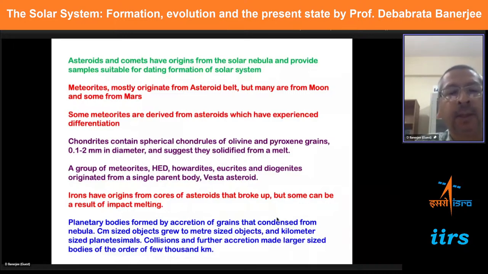Okay, and irons have originated from the cores of asteroids that broke up. This is also a kind of meteorite, but can be a result of an impact melting as well. Planetary bodies formed by accretion of grains that condensed from the nebula, and then, as I said, centimeter-sized objects grew to meter-sized objects and kilometer-sized planetesimals. So collisions and further accretion made larger bodies of a few thousand kilometers.